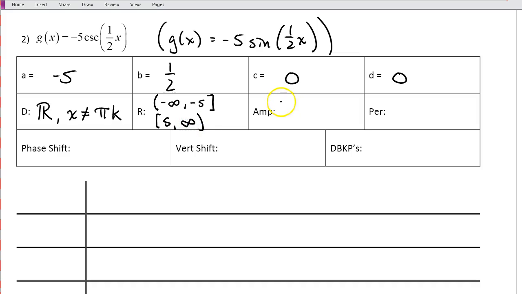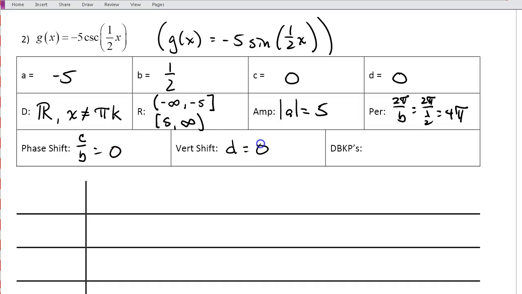Alright, amplitude is still absolute value of A, so that's going to be 5. My period is still 2 pi over B, so that's 2 pi divided by a half, which is 4 pi. Phase shift is C over B, that'll be 0. Vertical shift is D, that'll be 0. And my distance between key points is still period divided by 4. 4 pi divided by 4, which is pi.